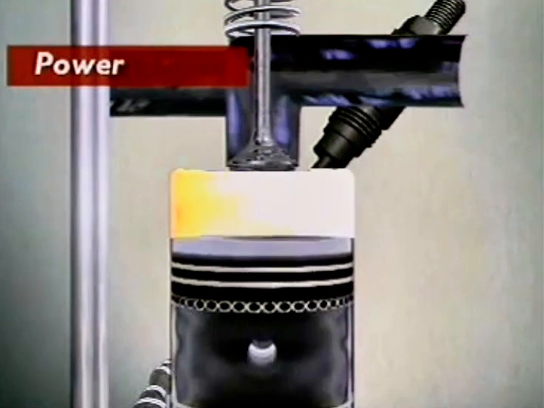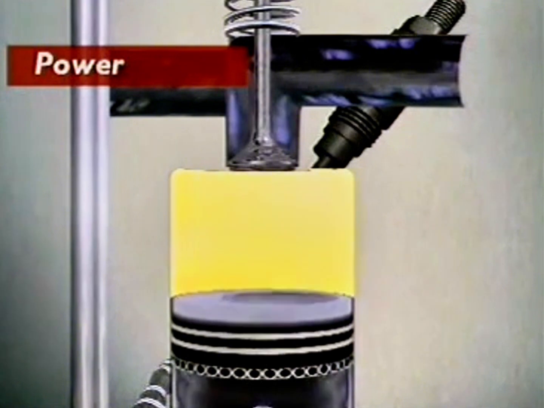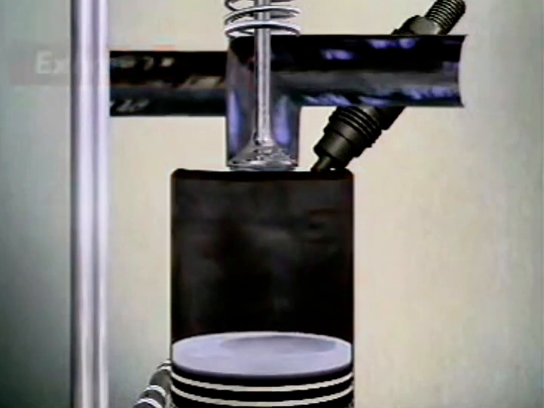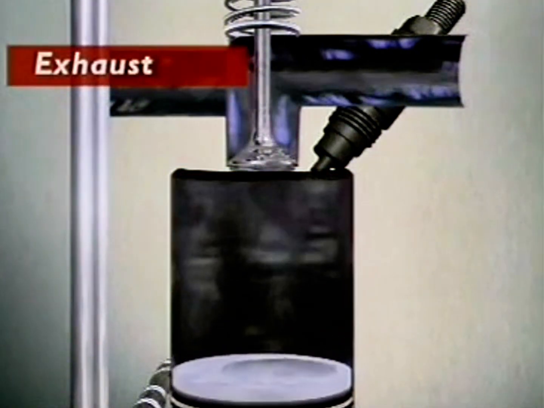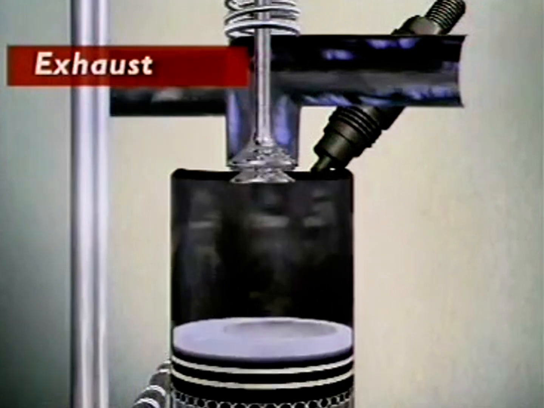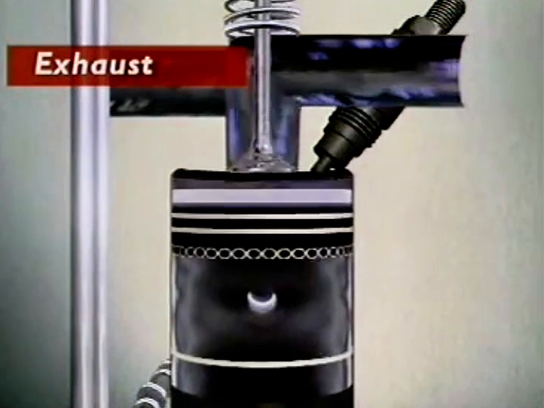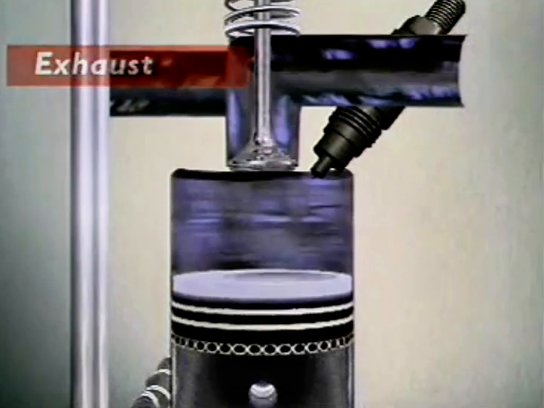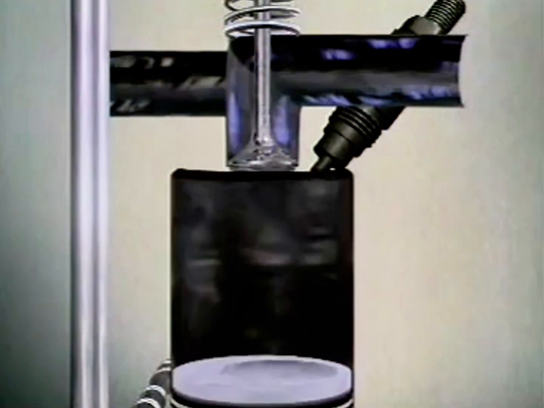Power, where energy released from combustion generates the force to turn the crankshaft. And exhaust, removing leftover gases. This brings the system back to where it began, ready for another cycle.